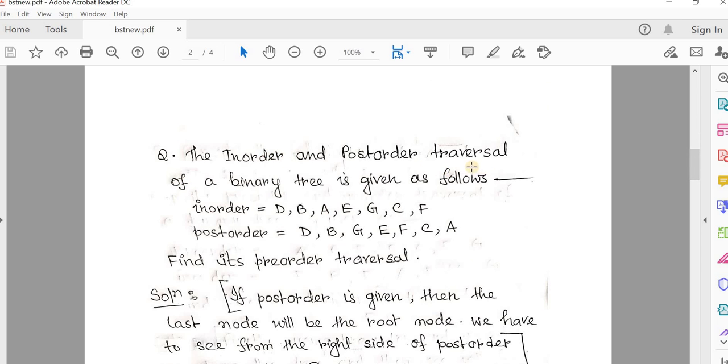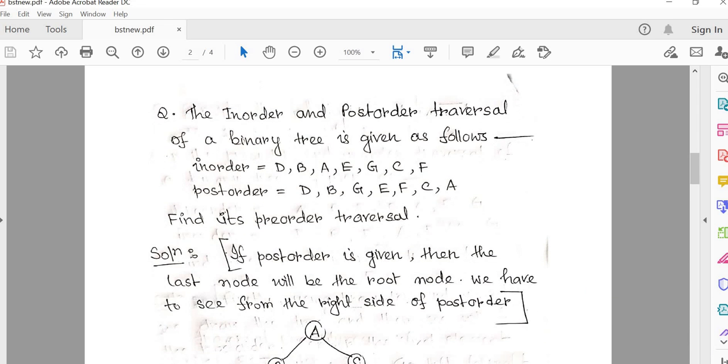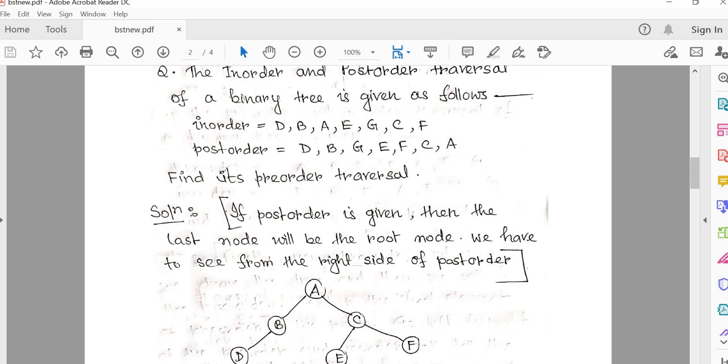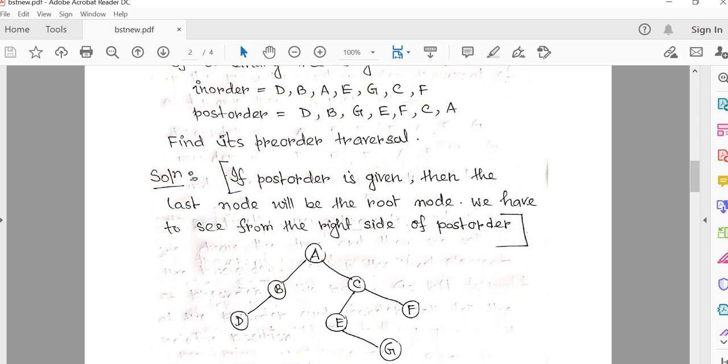If in-order and post order traversal of a binary tree are given, with in-order as D B A E G C F and post order as D B G E F C A, you have to find its pre-order traversal. Now in-order and post order are given, but we have to find the pre-order traversal. Okay.